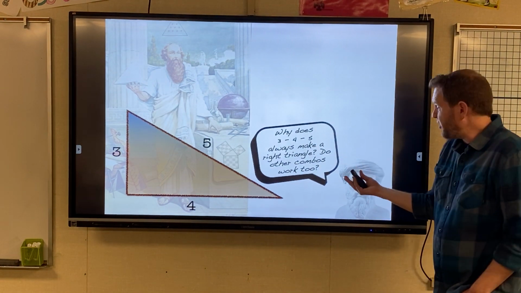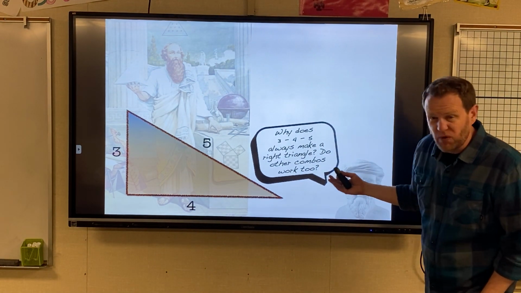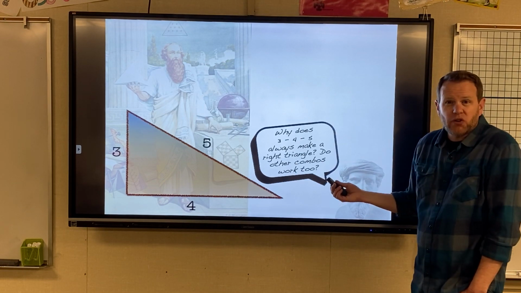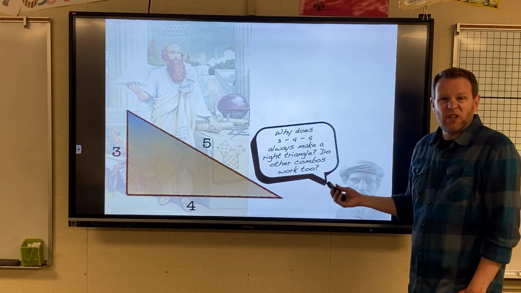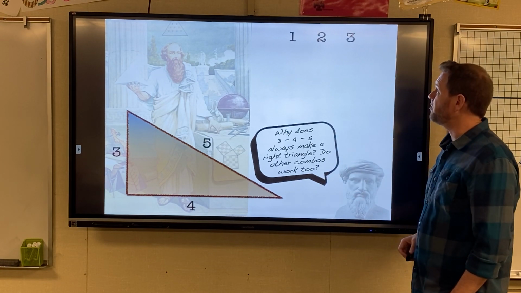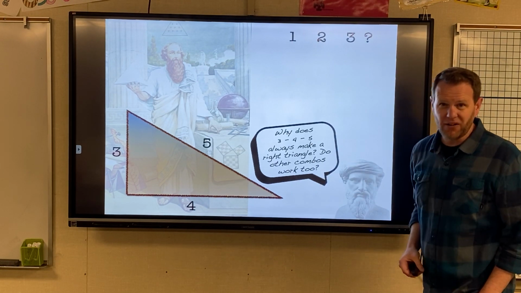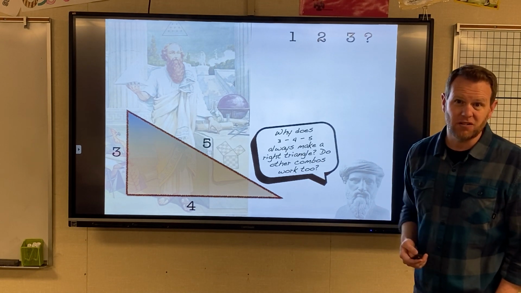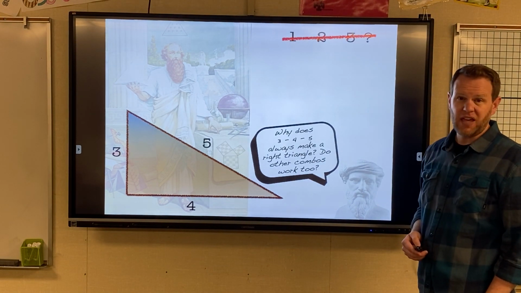I guess we're ancient Greek people 2,500 years ago. The only choice we have, we can't Google it. We just got to draw triangles with different side lengths and see if they make a right triangle. So they tried 1, 2, 3. Do you think it made a right triangle? You could try it if you want to. It didn't. It made a triangle.